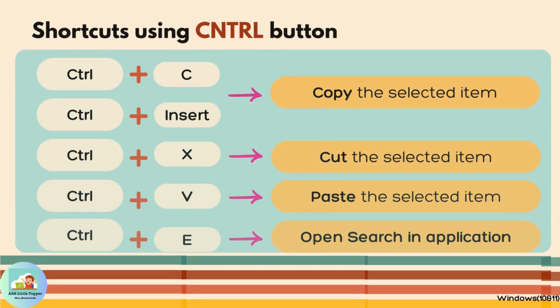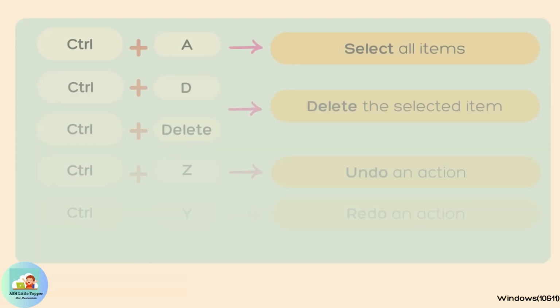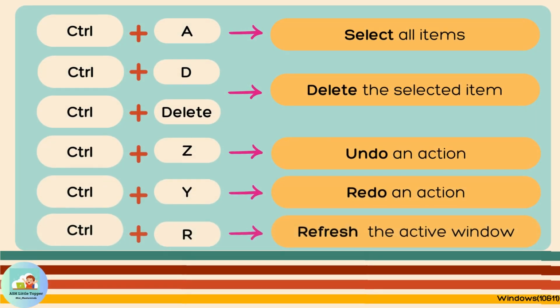Let's see some shortcut keys using control button. Control plus alphabet C or control plus insert is to copy the selected item. Control plus alphabet X is to cut the selected item. Control plus alphabet V is to paste the selected item. Control plus alphabet E is to open the search option in the application. Control plus alphabet A is to select all items.